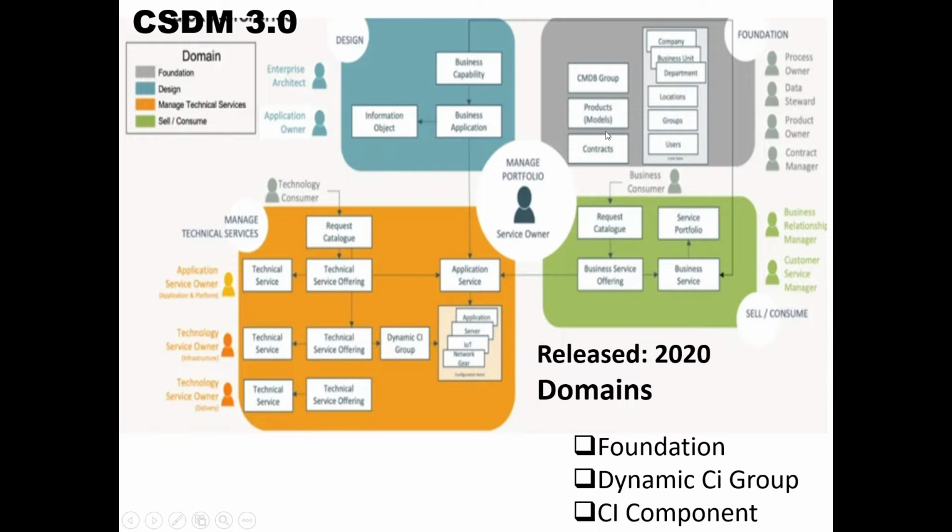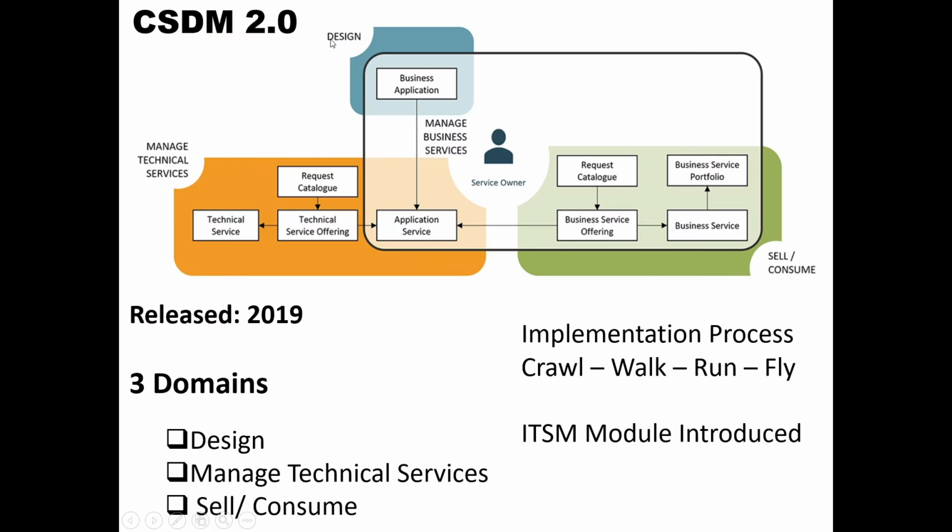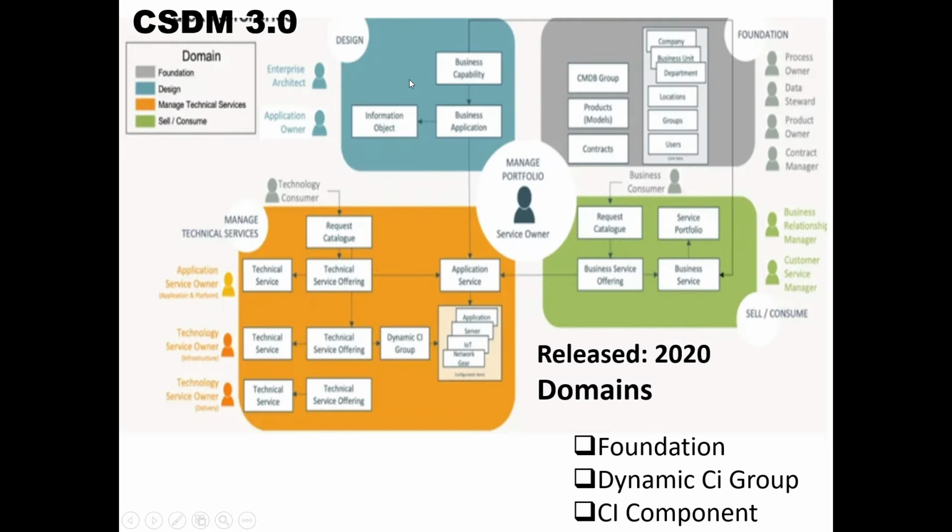This is what has been introduced, and contracts again. So there's no major change here, but yes, the roles have been introduced in this part. You can see BRM and the CSM have been introduced here. As a new domain has been added, process owner, data steward, and product owner have been introduced here. And also in the design part, here it was only business application, but here they have a business capability as well.